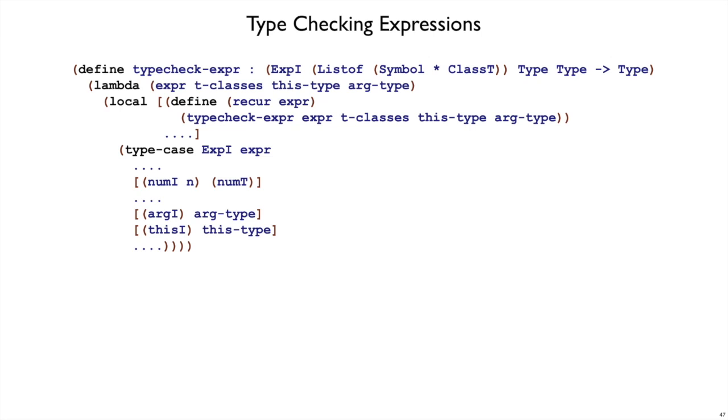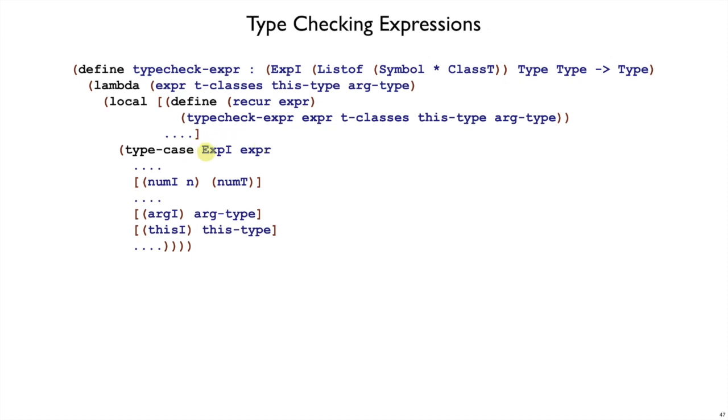Let's look at the type checking of expressions. So typeCheckExpr takes an expression, it takes a list of class declarations, it takes the type for this and the type for arg. And we'll find it helpful to have a recur function that just takes the expression and recurs with the same classes, this, and arg.